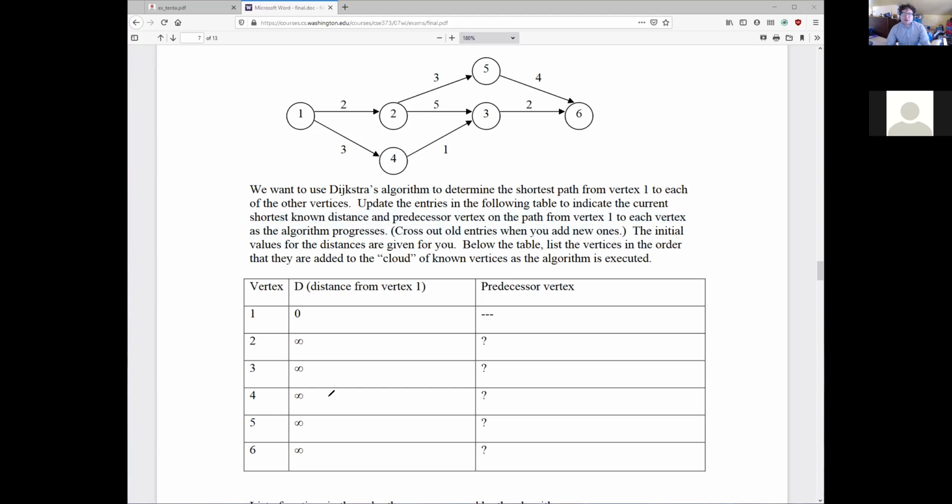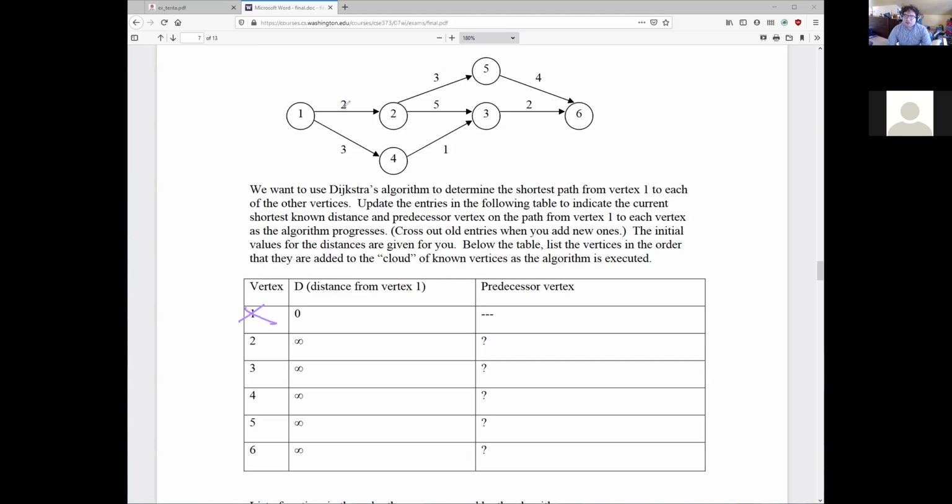Okay, so we start at index 0, right? So we start at 1. At vertex 1, it has a distance of 0 from vertex 1. And so now we explore the edges. So we look and ask ourselves, which of these is the cheapest? Which of these has the shortest distance? Well, 1 has the smallest distance, so we're done with 1.